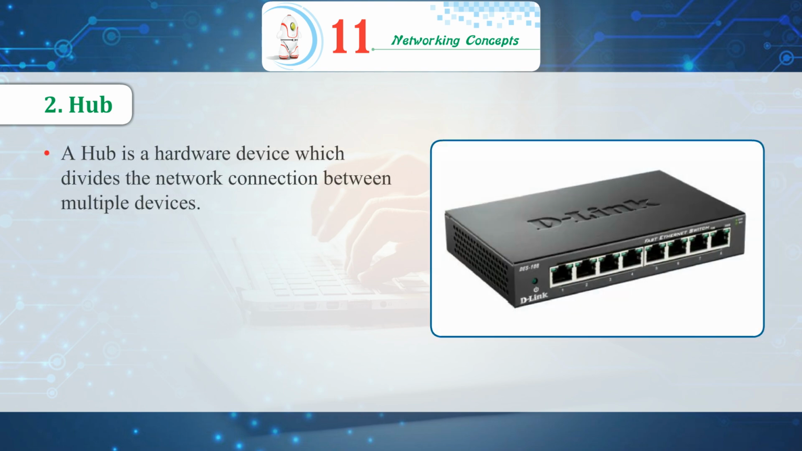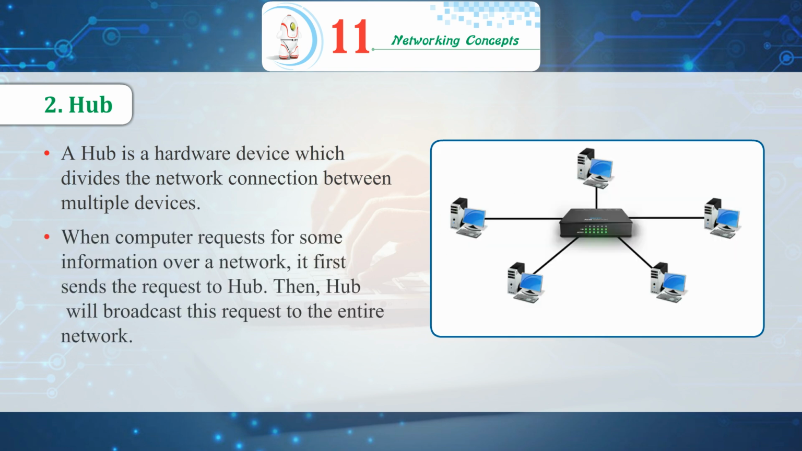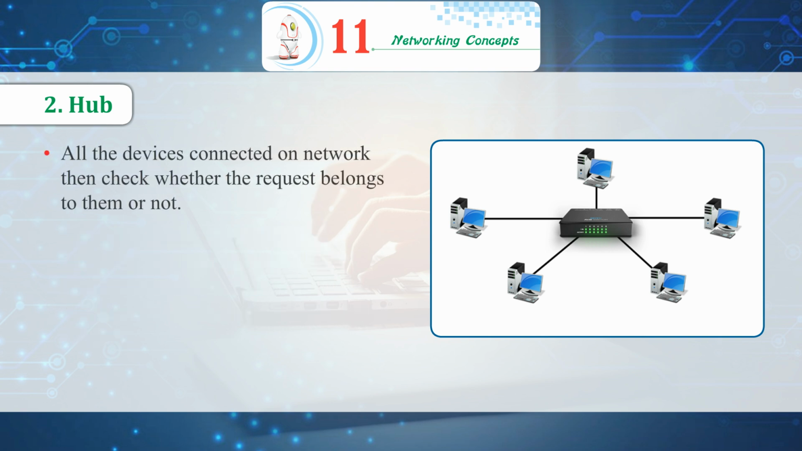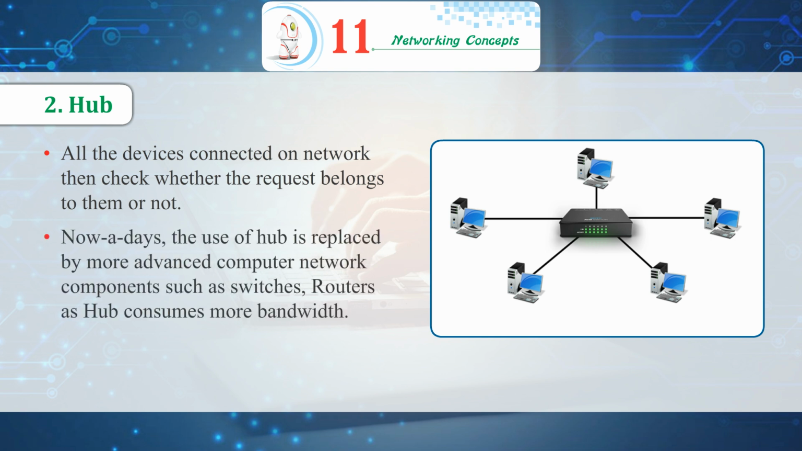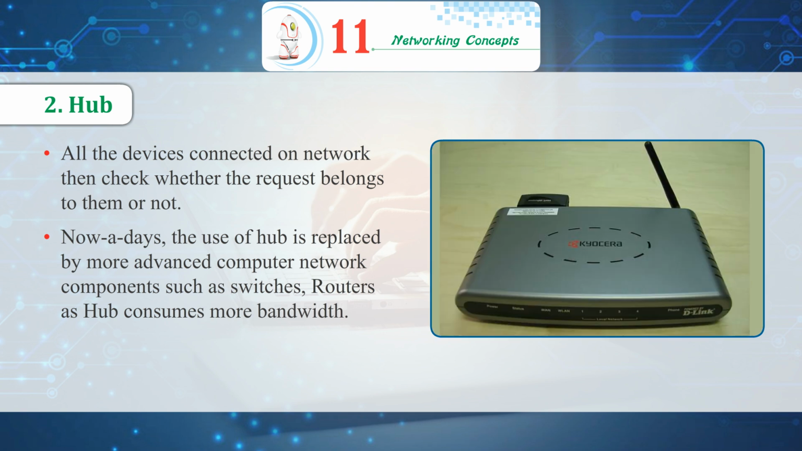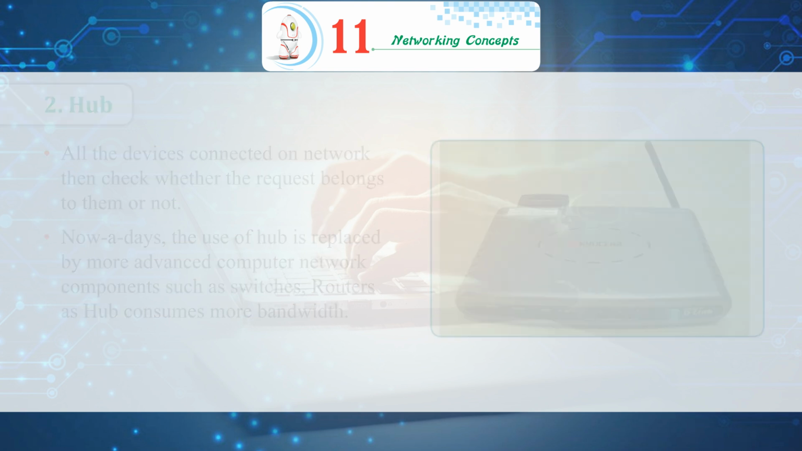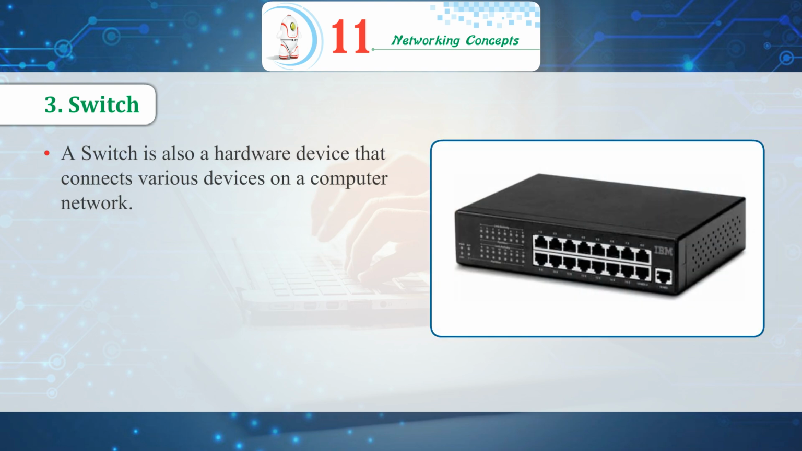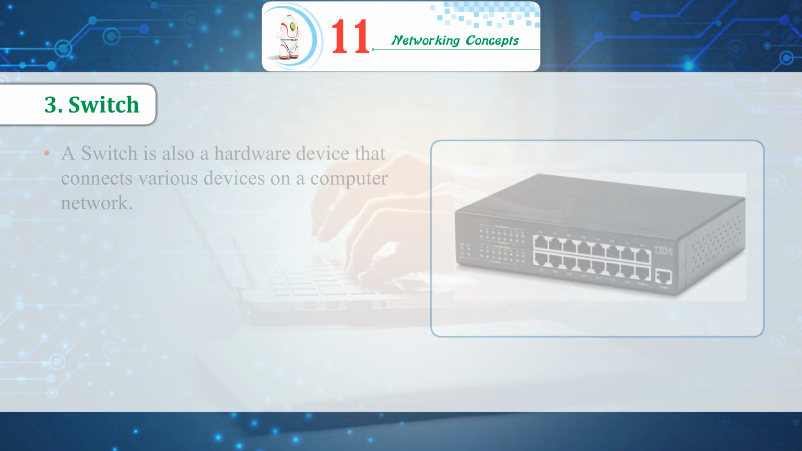2. Hub. A hub is a hardware device which divides the network connection between multiple devices. When a computer requests some information over a network, it first sends the request to the hub. Then the hub will broadcast this request to the entire network. All the devices connected on the network then check whether the request belongs to them or not. Nowadays, the use of hub is replaced by more advanced computer network components such as switches and routers, as hub consumes more bandwidth.